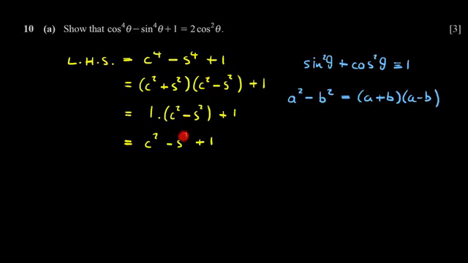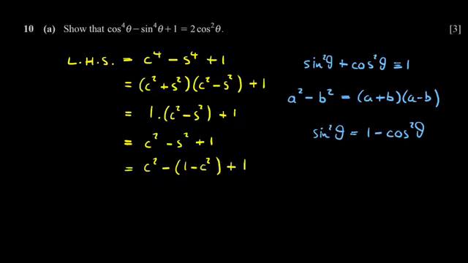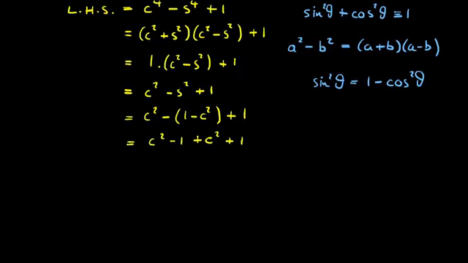So what's the thing we really need to get rid of? We need to get rid of the sine squared. If we use this identity here, sine squared plus cos squared is equal to 1, then we just have to rearrange that a little bit to get sine squared theta is equal to 1 minus cos squared theta. So I can replace my sine squared with 1 minus cos squared. So I've got here cos squared minus bracket 1 minus cos squared, plus 1. And so that's going to give me cos squared minus 1 minus cos squared. So that's plus cos squared plus 1. And cos squared plus cos squared is 2 cos squared.